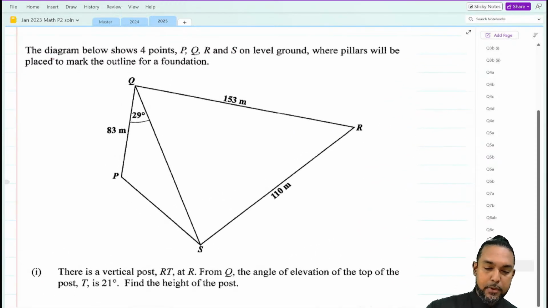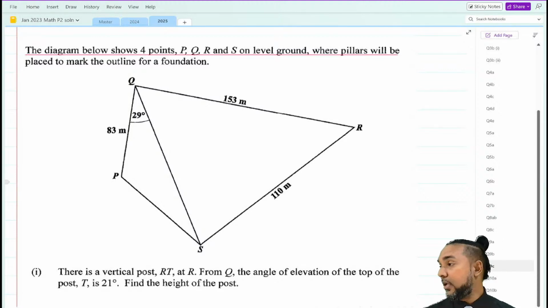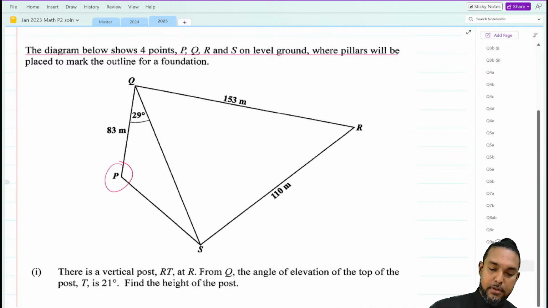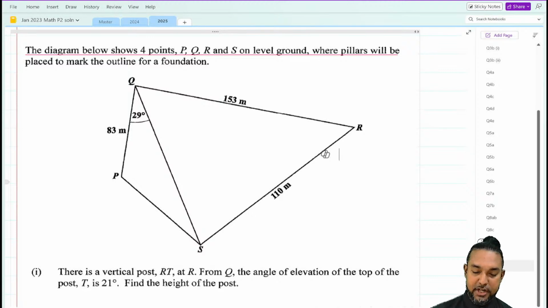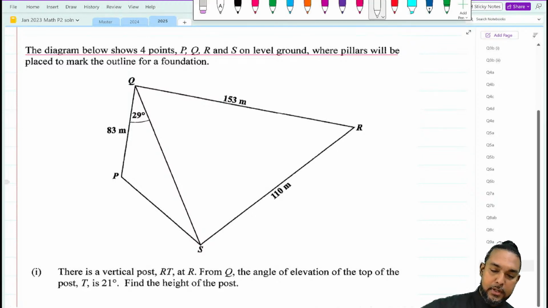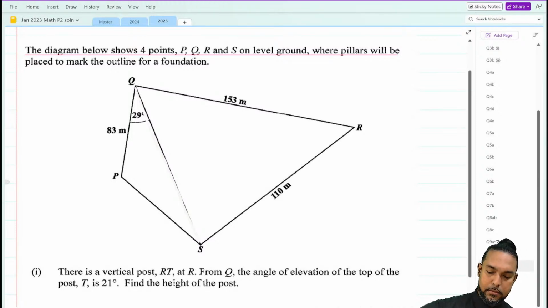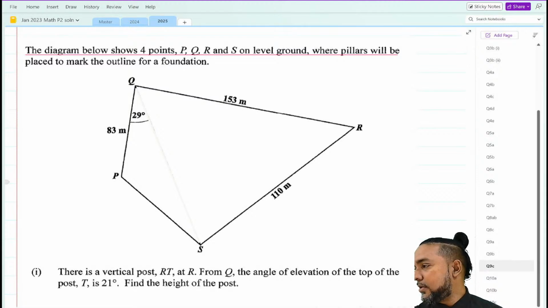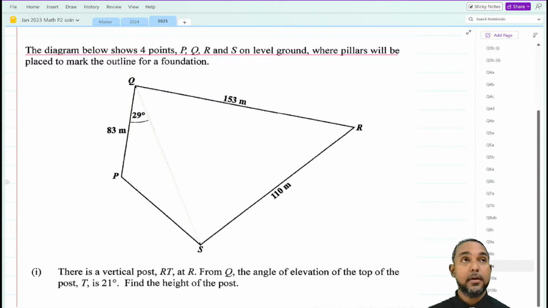The first thing to do is, of course, read the question and see what's going on. The diagram below shows 4 points, P, Q, R, and S on level ground, where pillars will be placed to mark the outline for a foundation. Okay, P, Q, R, and then S. Now we have a shape here. If we ignore this line in the middle, we have a quadrilateral. Can you all see the quadrilateral?